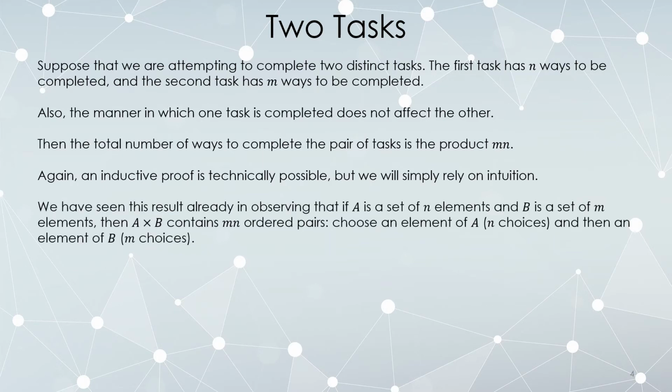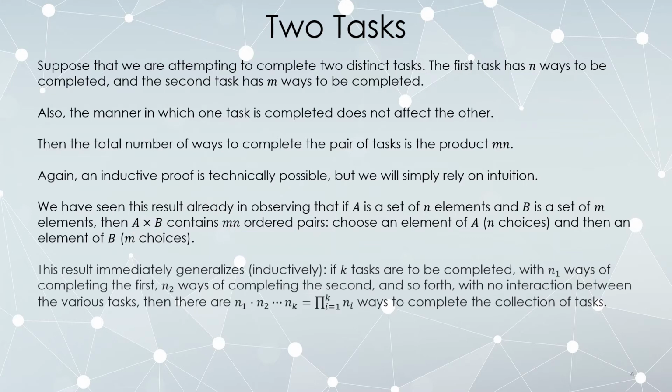Now, we've actually already seen this result when we were discussing product sets, where A is a set of n elements and B is a set of m elements. Then the product set, A times B, had mn ordered pairs. There were n ways of picking something from A and m ways of picking something from B. Then there are n times m ways of making an ordered pair.